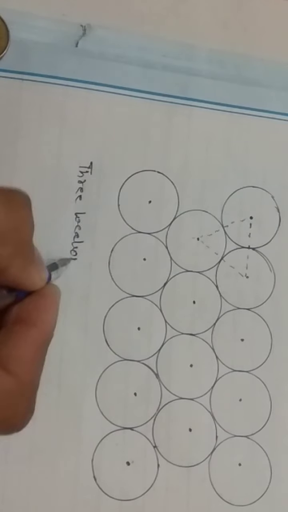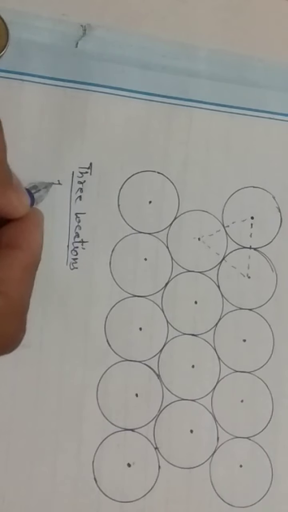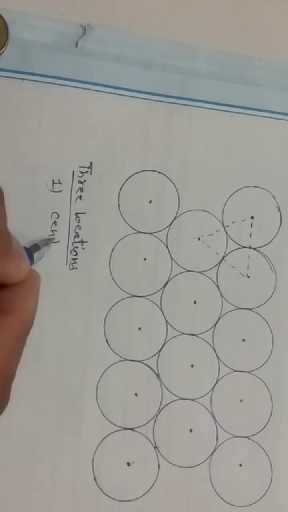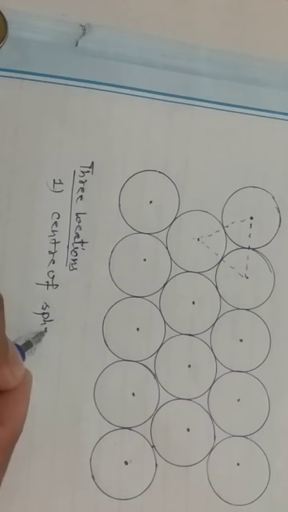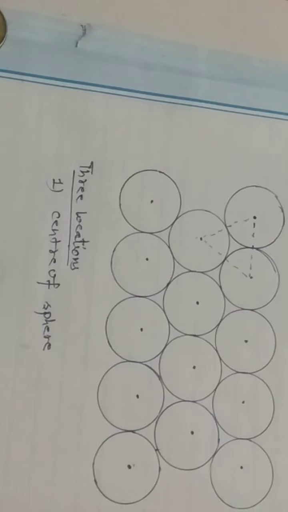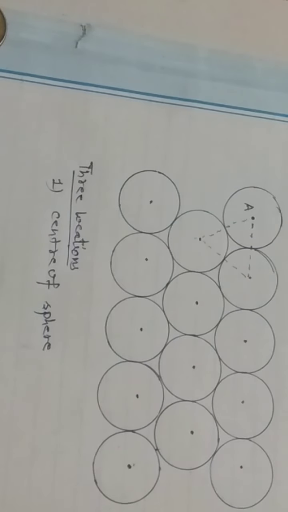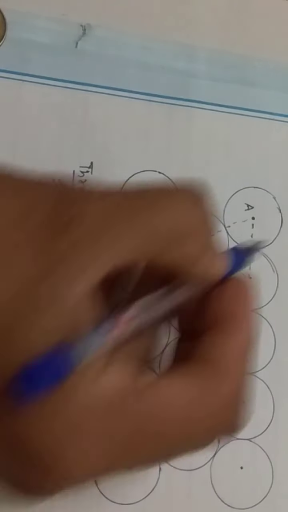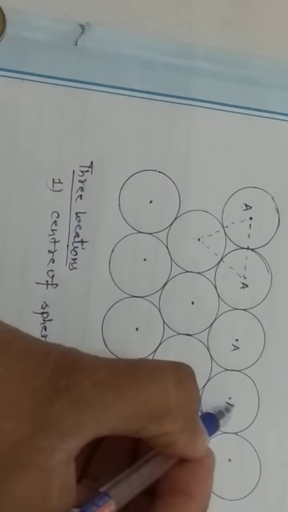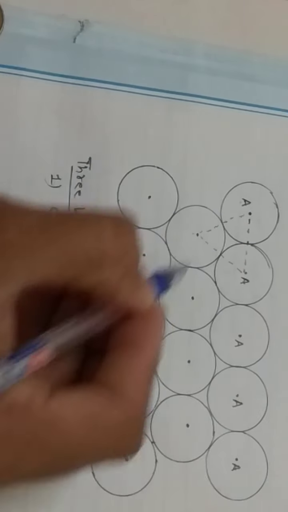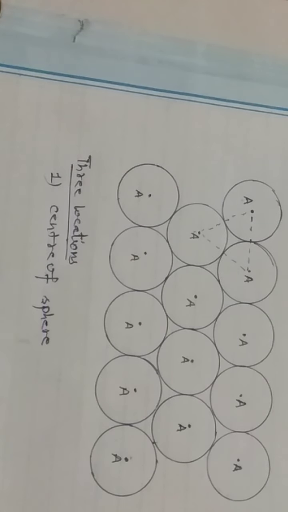3 locations. Okay class, so here the 3 locations are, first location is the center of the sphere, the center of the sphere. So I am writing here, this is A. Okay, I am representing all the centers by A. So this is A, this is again A, this is also A, A, A, A, A. Okay class, I have done.